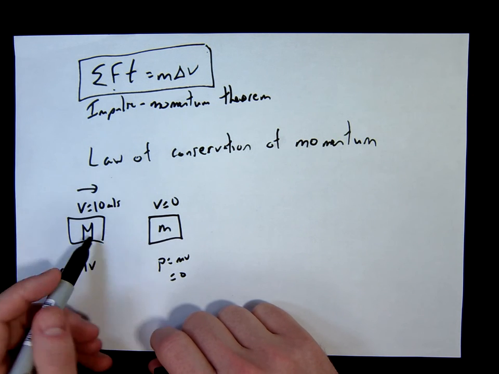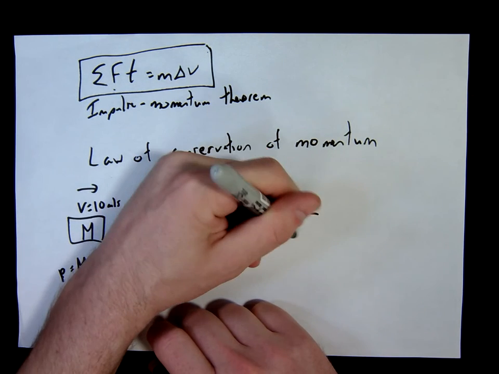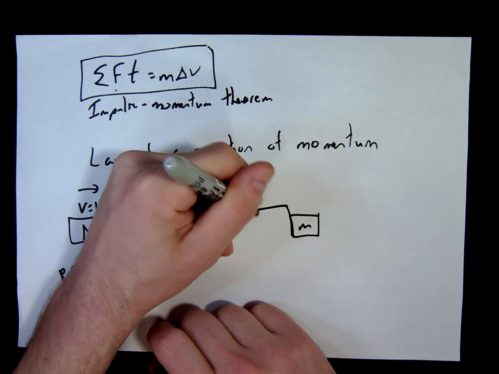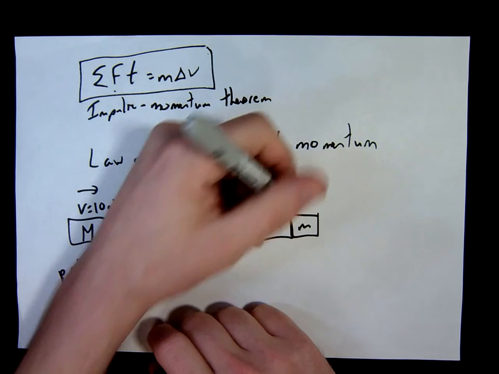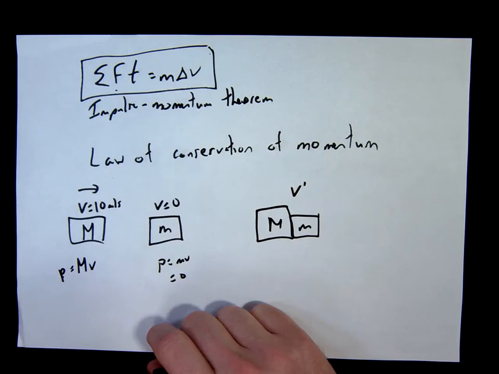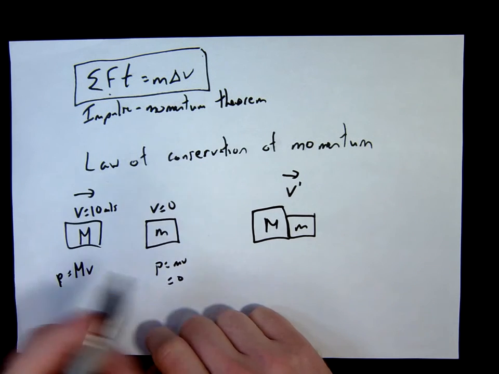Let's suppose that they stick together. Afterwards, you're going to get this scenario. You're going to get m and big M sticking together, and they're going to move off with some velocity, I'm going to call it v prime, in that direction.